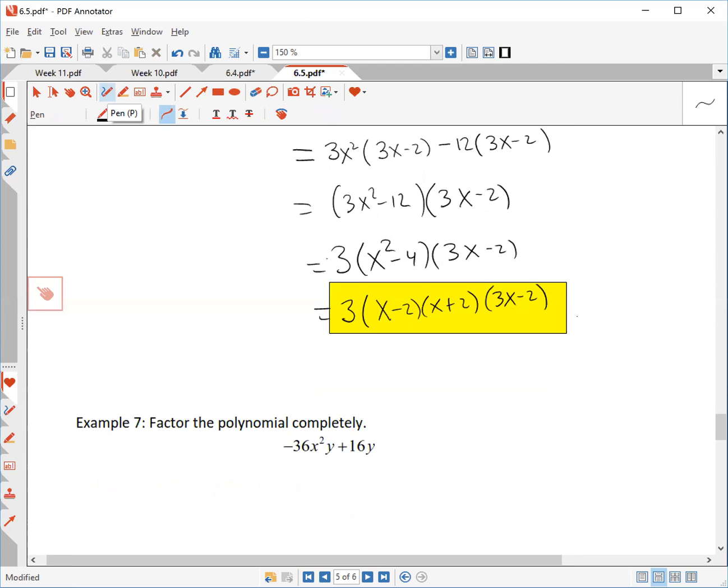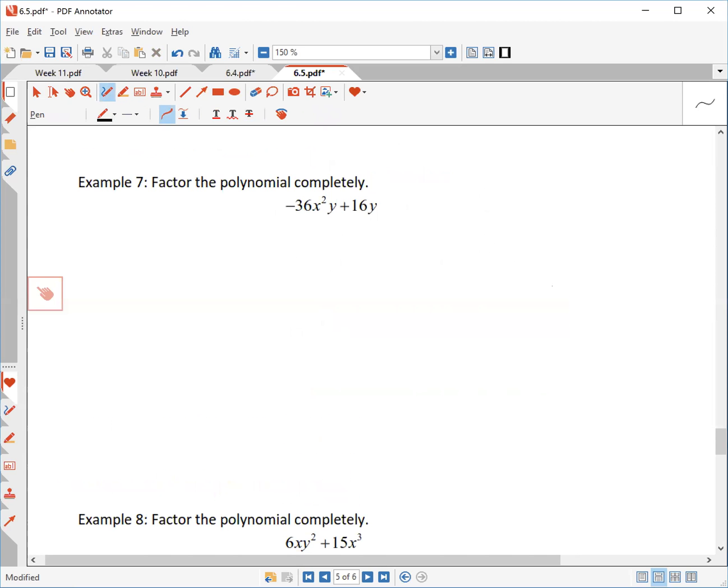All right, example 7. We have a binomial. Binomials are either difference of squares, difference of cubes, or sum of cubes. But before we can do anything, we have to take out the GCF. I'm going to take out a negative 4y. Negative 36 divided by negative 4 is 9. I took off the y, so there's an x squared left over. 16 divided by negative 4 is negative 4, and the y comes out. That is a difference of two squares. We recover the two pieces, 3x and 2. So we subtract those, and we add those.